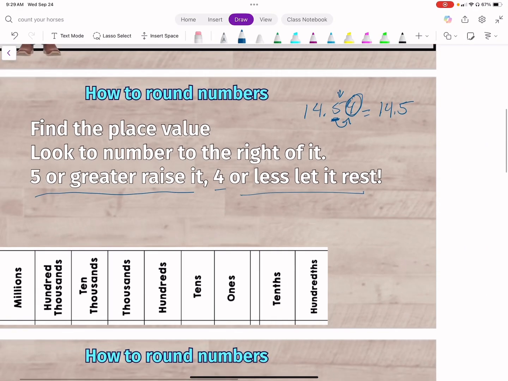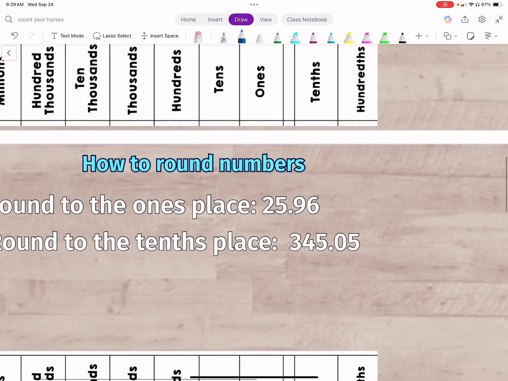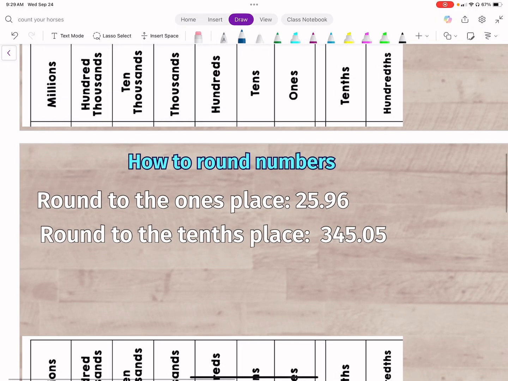All right, let's look at some examples. Let's round to the ones place. According to our rules, we first find the ones place and look to the right of it. If it's 5 or greater, we add one more. If it's 4 or less, let it rest, right? This is a 9 here and it's bigger, so that's going to change our ones place. This is going to equal 26.